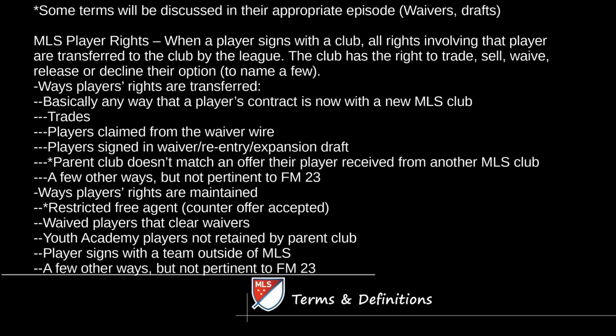Ways that players' rights are maintained. Okay, basically, the player's no longer on my team, but I still maintain the rights, so other teams can't sign him without pretty much getting hold of me. That's pretty much what that means. Restricted free agents. I will cover free agency in another episode, but basically, I waive or release a player. He still has a valid contract, so he's sitting at home waiting, hoping that somebody else is going to pick him up. Otherwise, he's going to be playing Xbox until his contract runs out, and then he's a free agent, okay, or an unrestricted free agent.